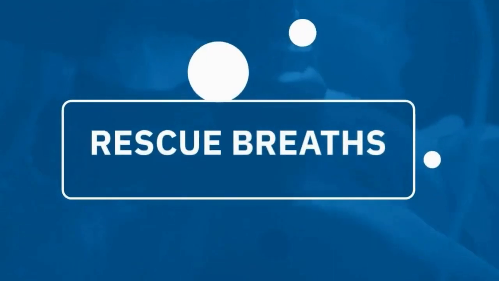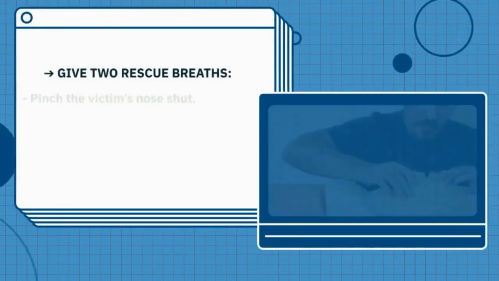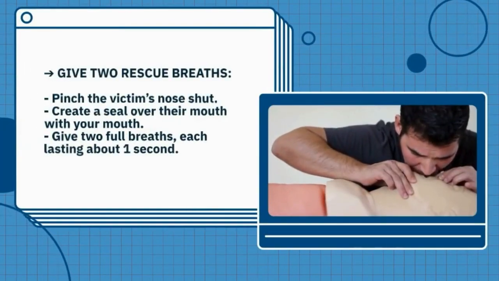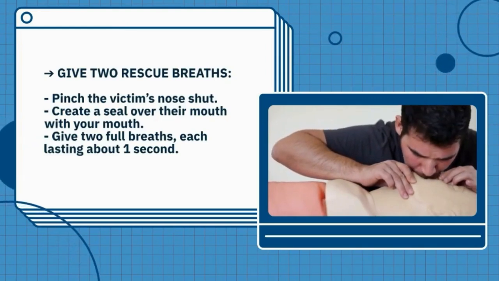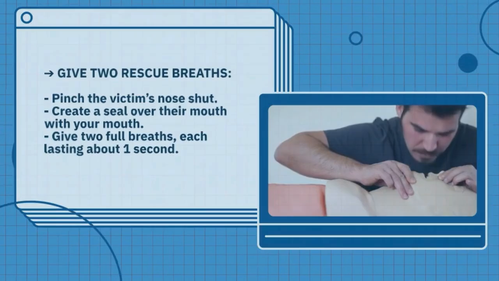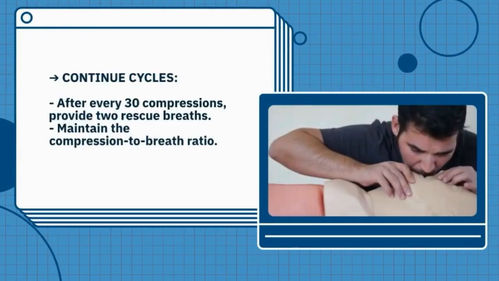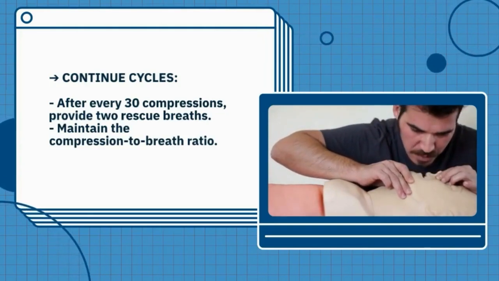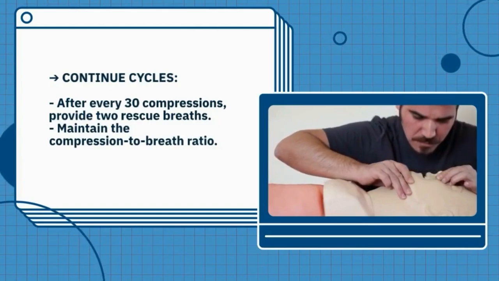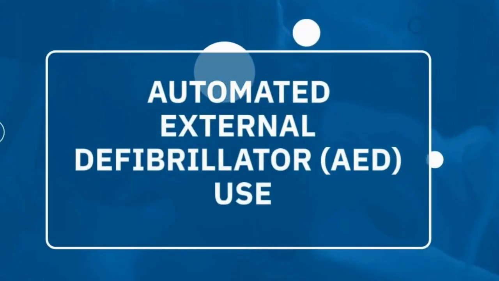Rescue breaths. Give 2 rescue breaths. Pinch the victim's nose shut. Create a seal over their mouth with your mouth. Give 2 full breaths, each lasting about 1 second. New cycles. After every 30 compressions, provide 2 rescue breaths. Maintain the compression-to-breath ratio.